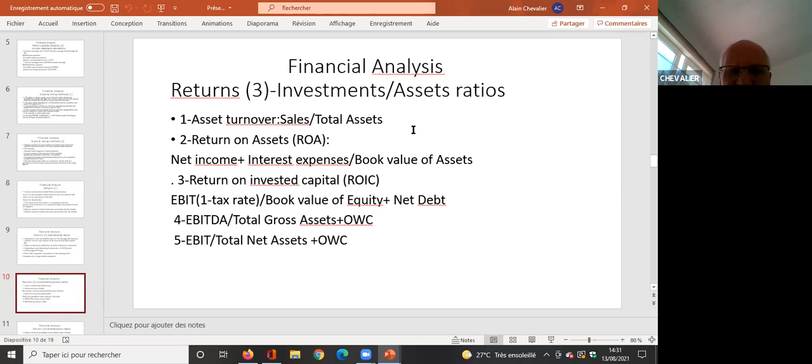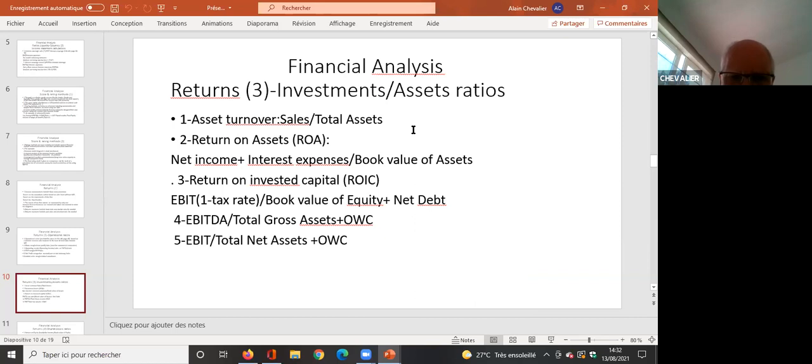Now, we're trying to calculate a return on assets. The first way to do that is to take the net income plus the interest and divide by the book value of assets. You see, we have several ways to do that. This is what is recommended in Burke and DiMarzo.